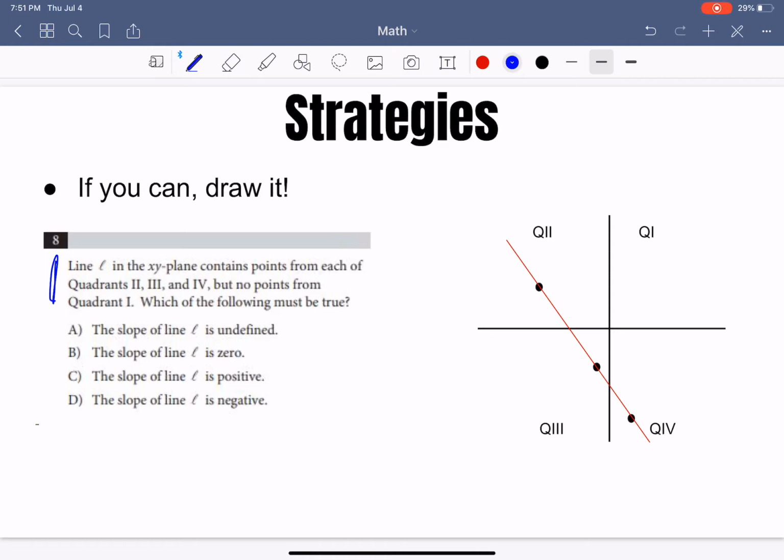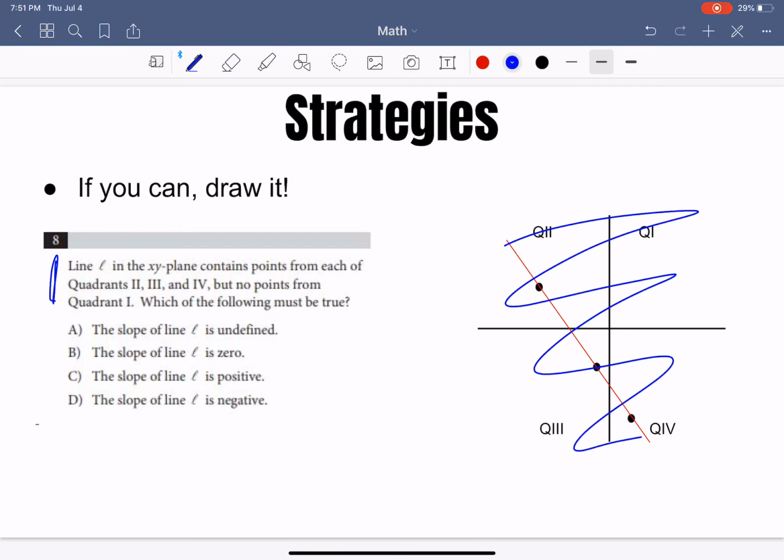So look at this question. Line L in the XY plane contains a point from each of the quadrants 2, 3, and 4, but no points from quadrant 1. Which of the following must be true? If you just see that and you don't do a graph, you have no idea what it might be. You're like, okay, well, where's quadrant 2? Where's quadrant 3 again? I don't know what the line looks like. Honestly, when I first did this, I didn't draw it, I didn't even realize it was a line. This part was all the way in the beginning of the problem. I forgot it was a line. It didn't look like a line in my mind.